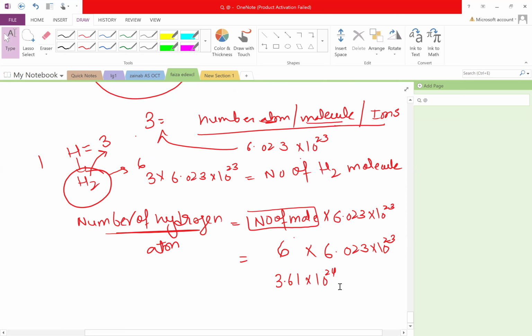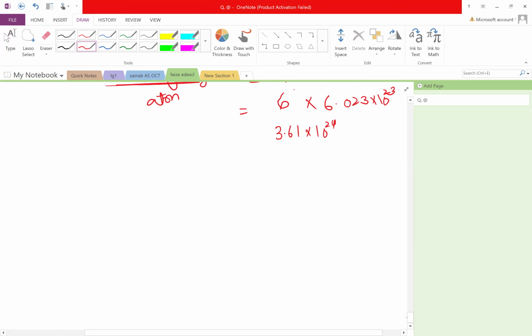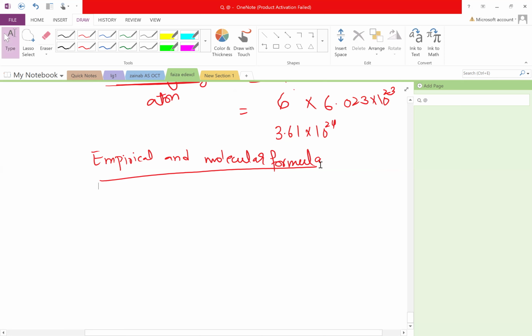So now we will move on to the next thing, which is finding the empirical formula and finding the molecular formula. How to calculate empirical and how to calculate molecular formula. Empirical and molecular formula. Now, how to do this?